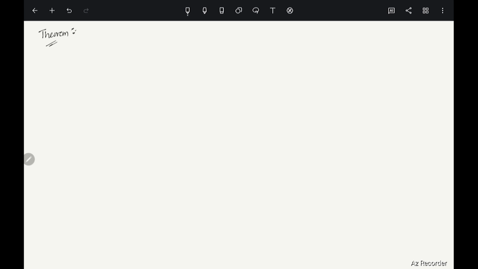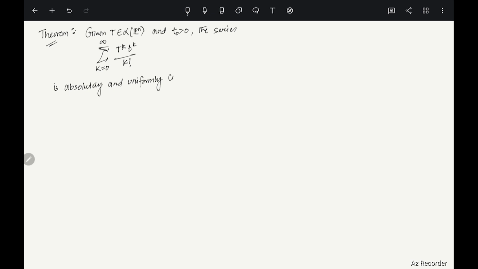So you see, given a linear map T, linear operator, sorry, T, which is a linear operator from Rn to Rn, and a point t naught, positive, the series, so we are basically looking at a series, summation T to the power k by k factorial, k equals 0 to infinity, is absolutely and uniformly convergent for all mod t less than or equal to t naught.